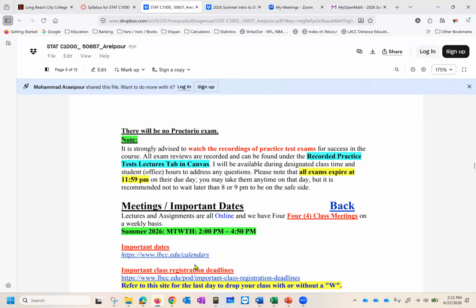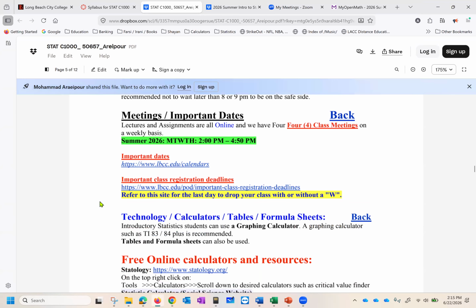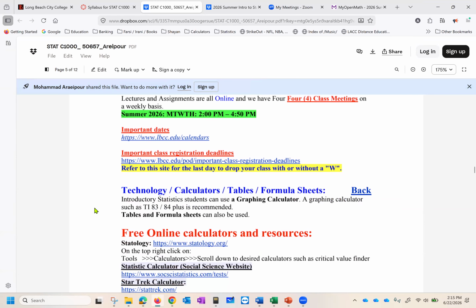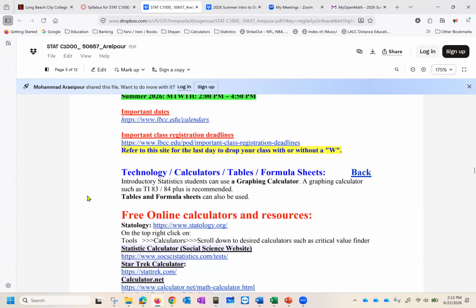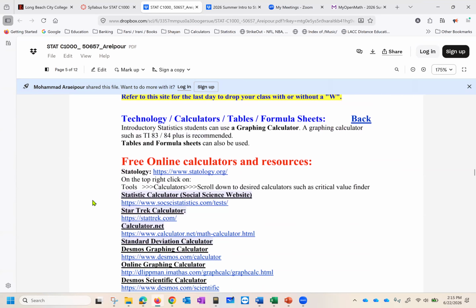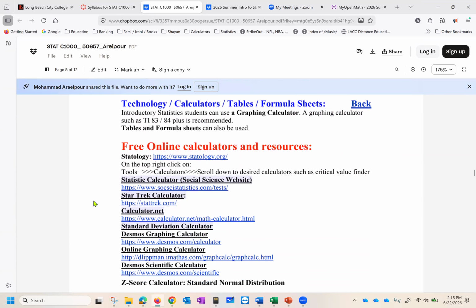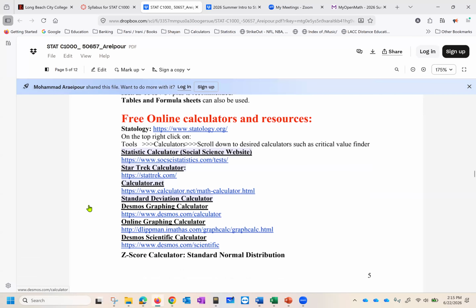All right. So we're going to continue. Here's the meetings, of course, on a daily basis, 2 to 4:50, Monday through Thursday. Important dates, registration deadlines, technology and calculator. I believe everything should be free for the students, including the calculators. And as you can see, I have a list of free online calculators. Okay. And I highly recommend you check each and every one of them.